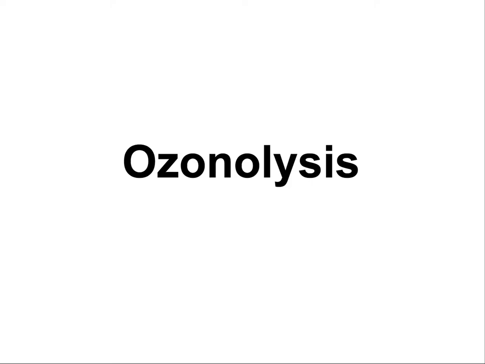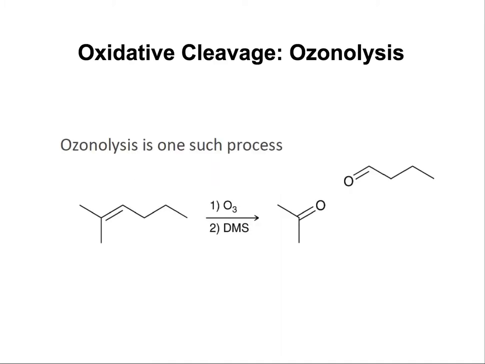So far, we've been seeing addition reactions to double bonds, but now we're going to see another type of reaction that we can do starting with a double bond, and that's ozonolysis. In an ozonolysis reaction, what happens is that there is a cleavage of the double bond and there is an oxidation, and we go from the alkene to carbonyl compounds.